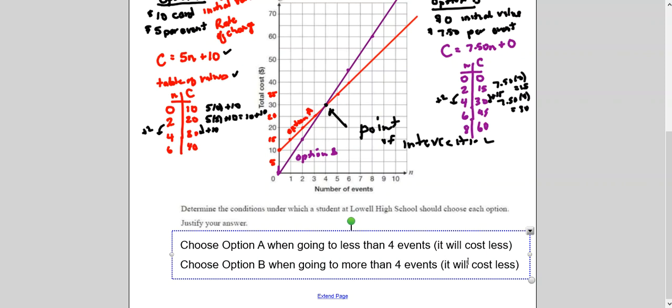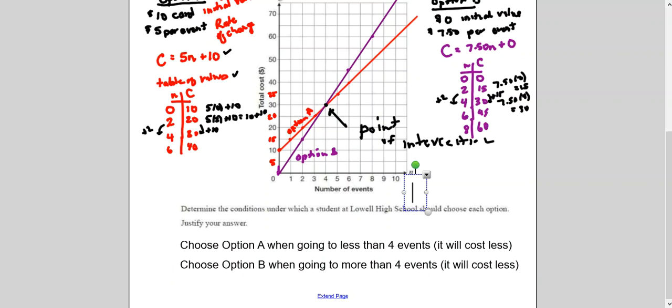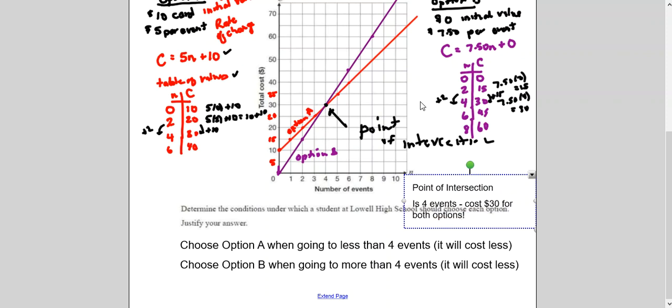And the reason why that works, all right, and I'm going to type this in here, so that my point of intersection is for 4 events, it's going to cost $30 for both options. Okay.